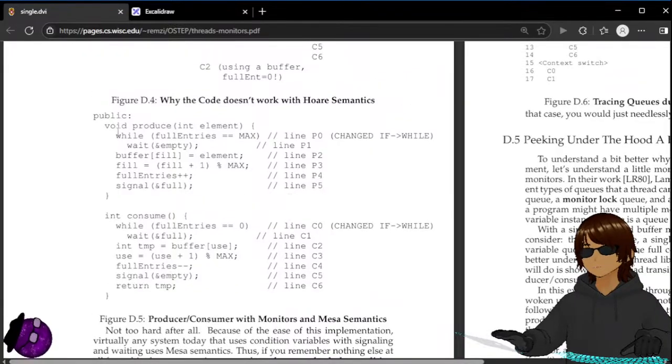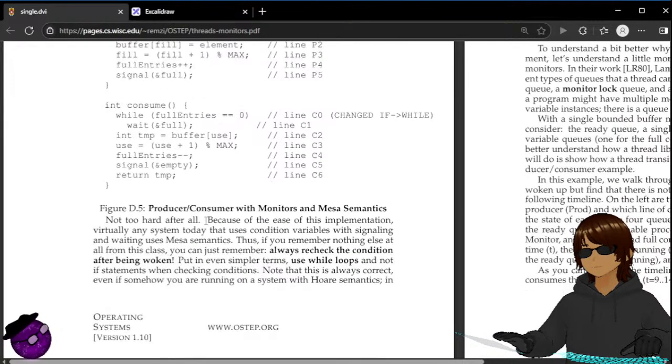Now we change from if to while. So while full entries is max, and while full entry is 0. So when it comes out of wait, it will check again in case any other consumer has used it. Not too hard after all. Because of this ease of implementation, virtually any system today that uses condition variables for signaling and waiting uses Mesa semantics. Thus, if you remember nothing else at all from this class, you should just remember to always recheck the condition after being woken. Put in simpler terms, use while loops and not if statements when checking conditions.